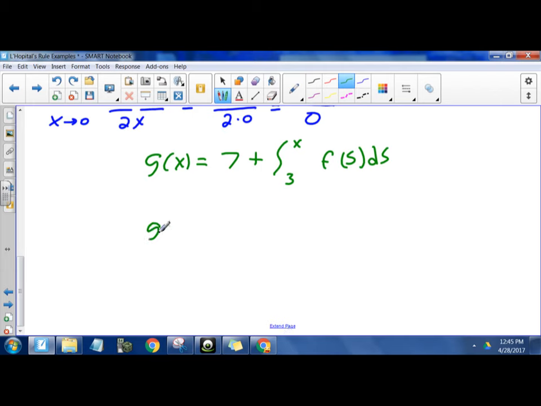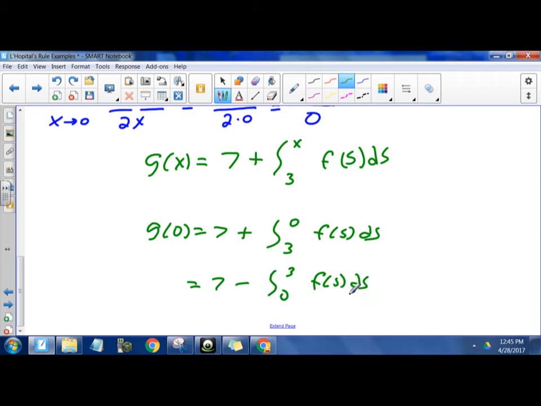So let's get an answer here. What I want is g of 0. Okay, so that'd be 7 plus the integral from 3 to 0 of f of s ds. And that's going to be 7 minus the integral from 0 to 3 of f of s ds, because of course I have to flip the bounds of the integral.